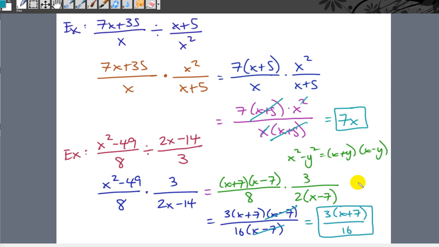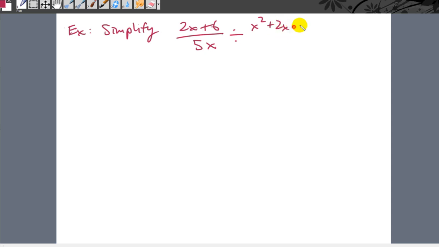Okay, I have one more problem, and that will close up the video. I'm going to go ahead and clear the screen. One final problem. We want to simplify again the following expression: 2x plus 6 divided by 5x, divided by x squared plus 2x minus 3, and we divide this by x plus 11.